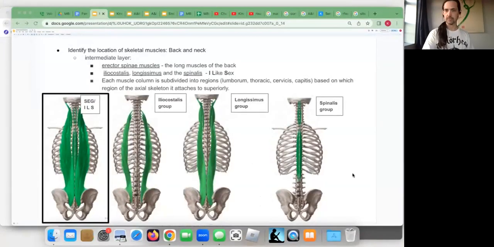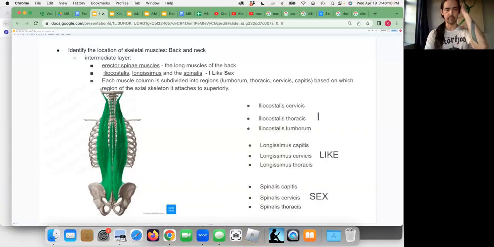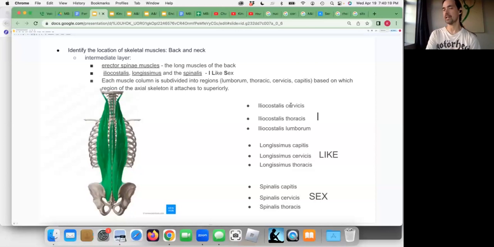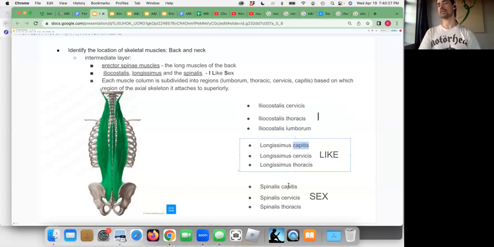You do need ways to remember all this stuff. There's so much stuff, and you might remember all three of these, but remembering the order, definitely need some help. Okay, so they're not going to ask you, I will bet dollars to dimes, to differentiate between the iliocostalis cervicis, the iliocostalis thoracis, the iliocostalis lumborum, the longissimus capitis, cervicis and thoracis, the spinalis capitis, cervicis and thoracis.